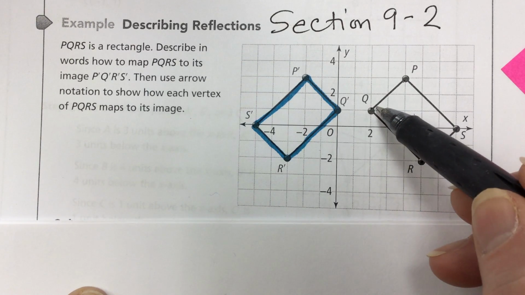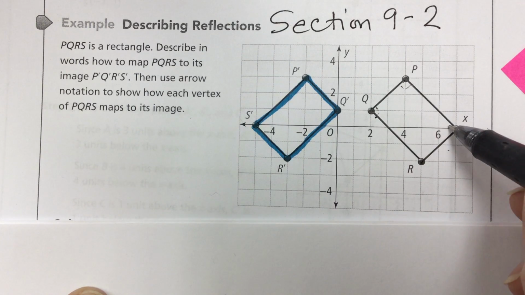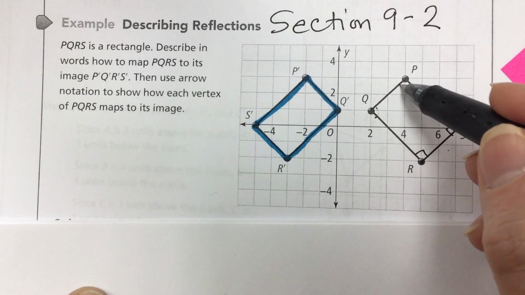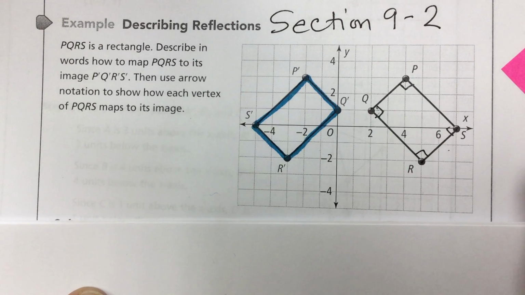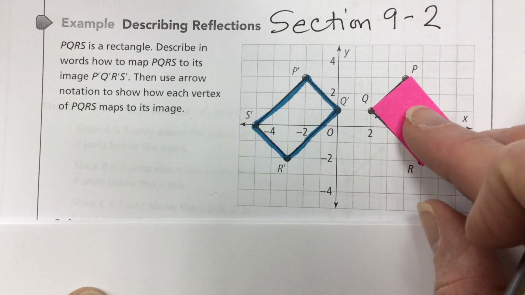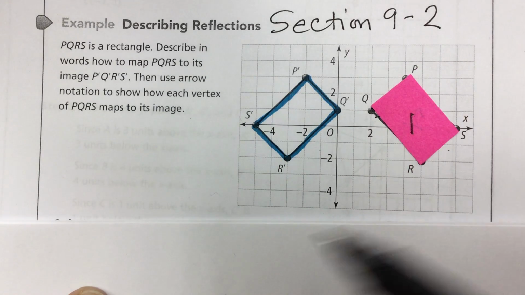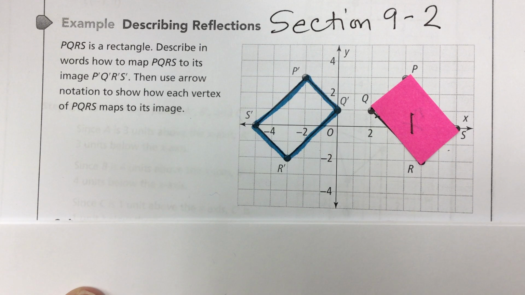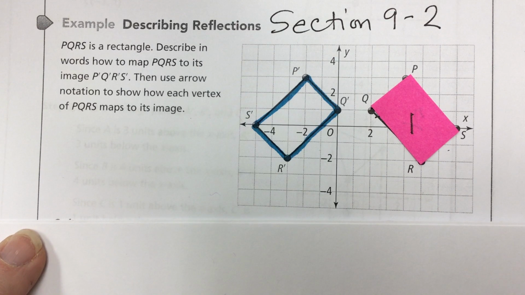So we have four right angles in this rectangle. Both pairs of opposite sides are parallel and congruent. Okay, so we've talked a little bit about rectangles now. Describe in words how to map PQRS to its image P prime, Q prime, R prime, and S prime. Use arrow notation to show how each vertex of PQRS maps to its image.